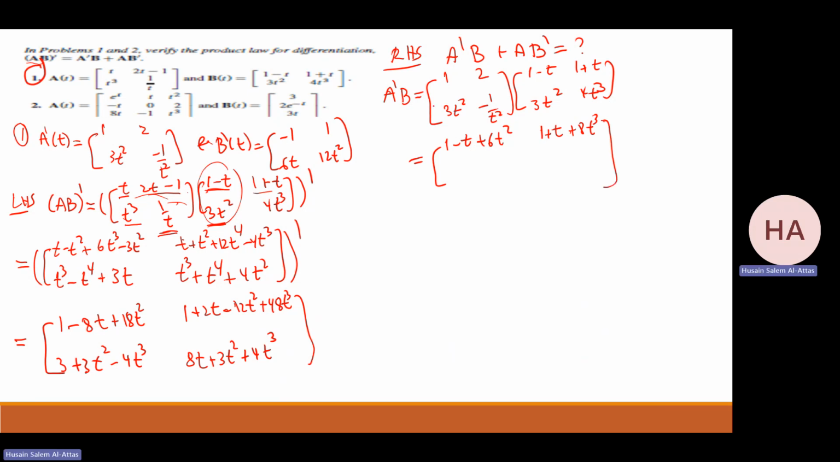Now this one I have what? 3t squared minus 3t cubed. Minus 3.